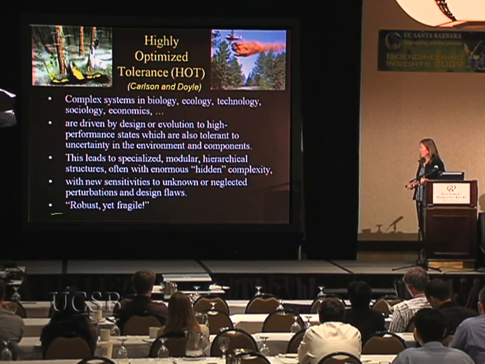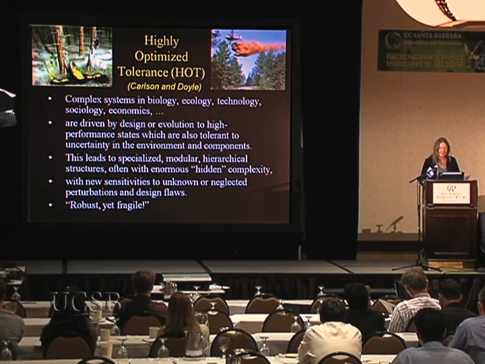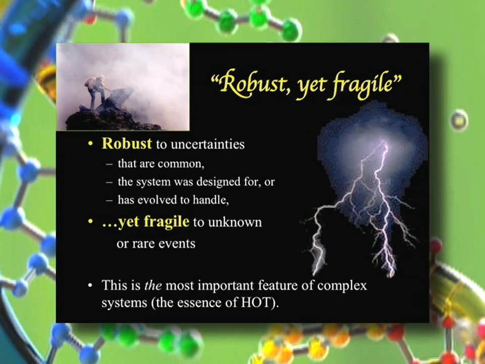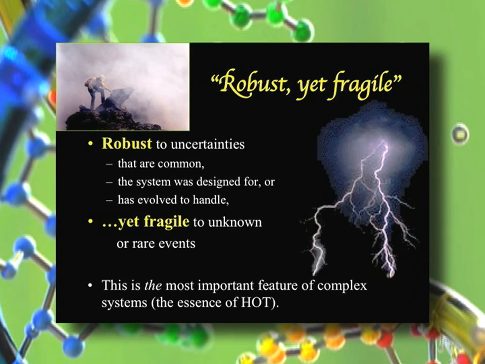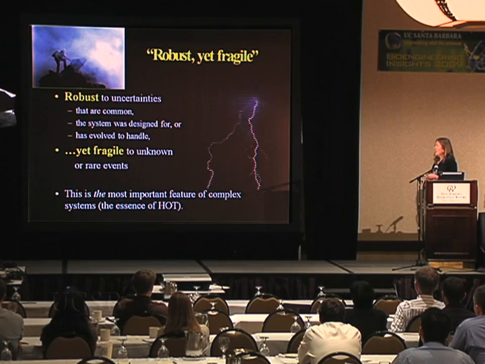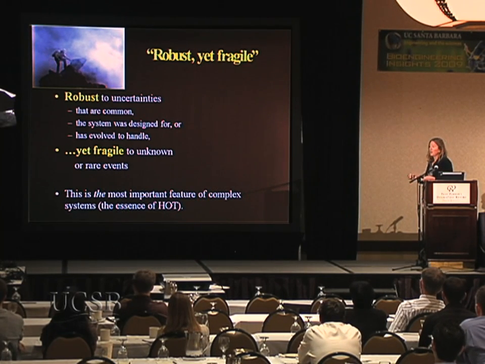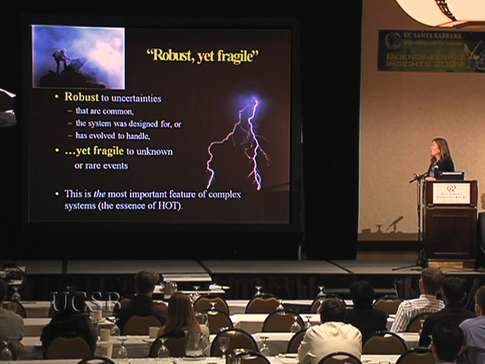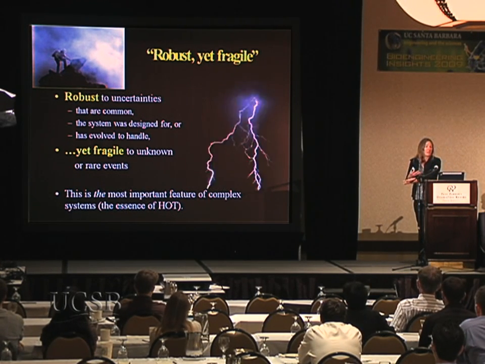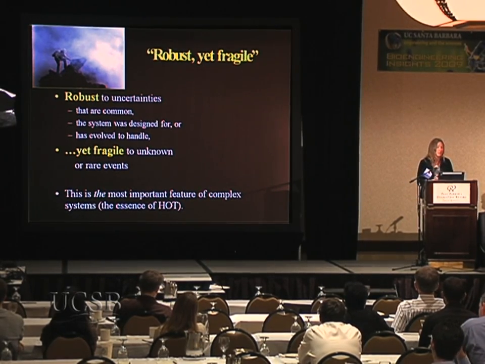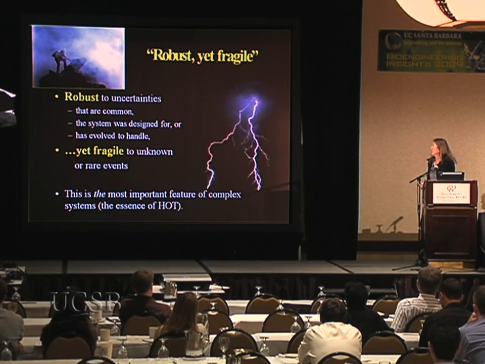So robust yet fragile behavior is something, in the complex systems today, in our technologies, in diseases, in ecosystems, important to understand. Okay, so again, this idea of robust yet fragile is an important one, and the central idea to this mechanism for complexity. The idea is your system is robust to uncertainties that are common, the system is designed to handle or has evolved to handle, and fragile to unknown or rare events, or events that haven't been part of the evolutionary history. So this is really the central idea that underlies our approach to complex systems, and is also what I'm going to be talking about today in the context of the immune system.